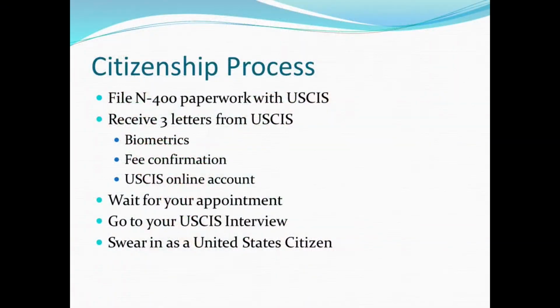So let's go over the process that you can expect as you obtain your citizenship. The first thing that you're going to do is fill out your N400 paperwork. This is a 20-page document. It asks a lot of personal questions of you, a lot of background history. The main thing to remember here is to fill this document out as honestly and as accurately as possible. You want to make sure that you understand each of the questions that this form asks and answer them completely.